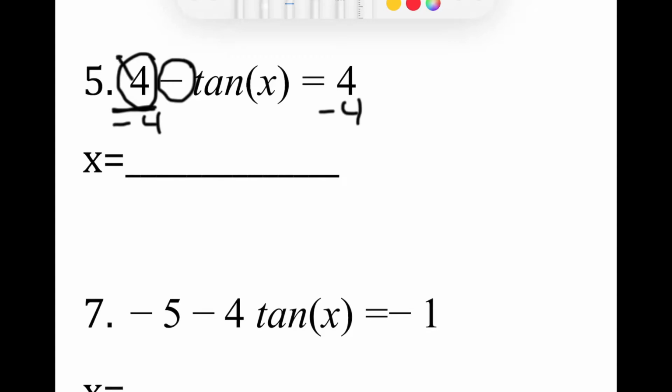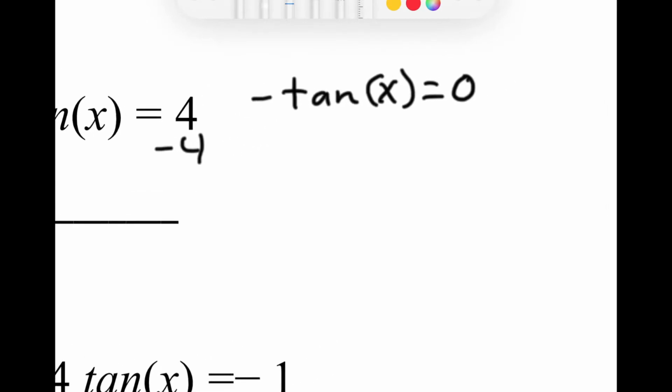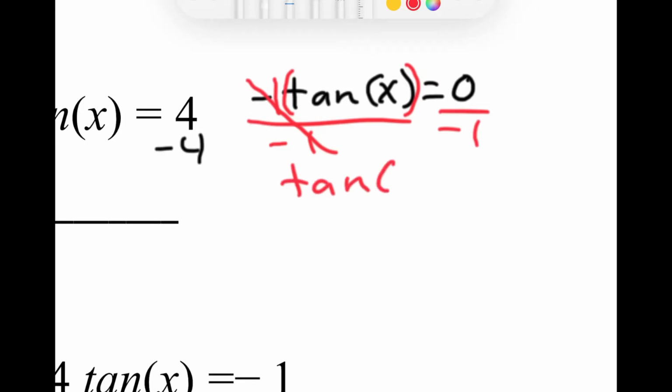This gives us negative tangent of x equals, 4 minus 4 gives us 0. Then we also have to take care of the negative number. So if you want to, you can always write that understood 1 there. They're doing negative 1 times tangent of x. Want to get rid of the negative 1, so we got to divide by negative 1. Divide by negative 1 gets rid of that negative that we were talking about. Tangent of x equals 0 divided by any number is just 0.